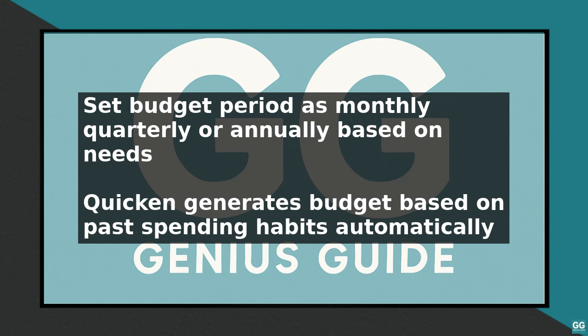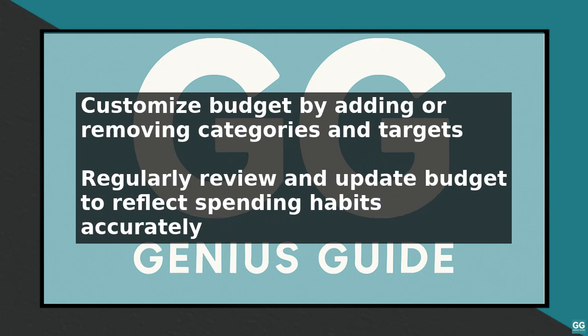To track your expenses, click on the Transactions tab and select the account you want to view. Quicken will display all your transactions, and you can categorize each one to see how it fits into your budget. To make the most out of Quicken Classic, it is crucial to regularly reconcile your accounts to ensure accuracy.